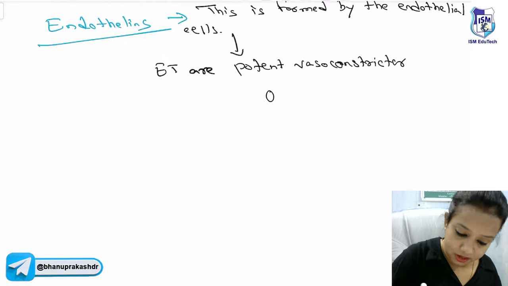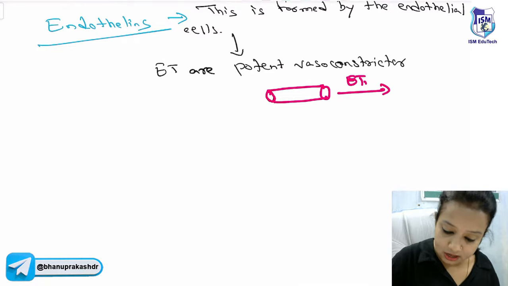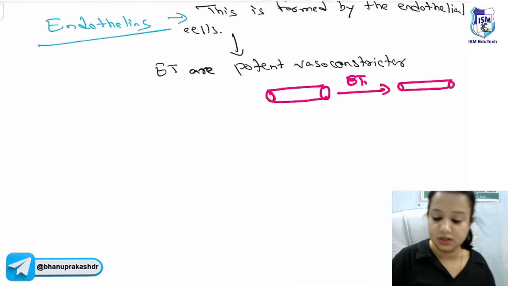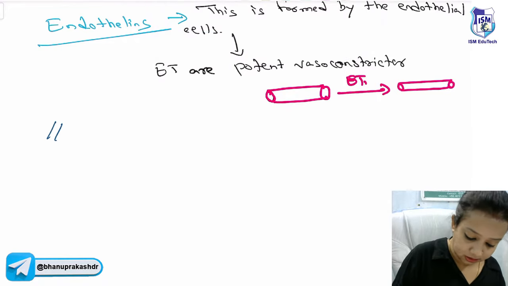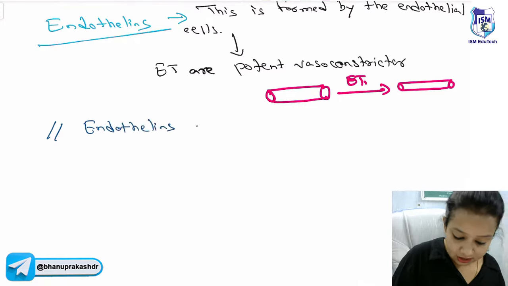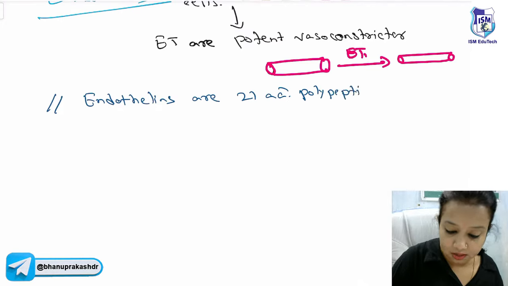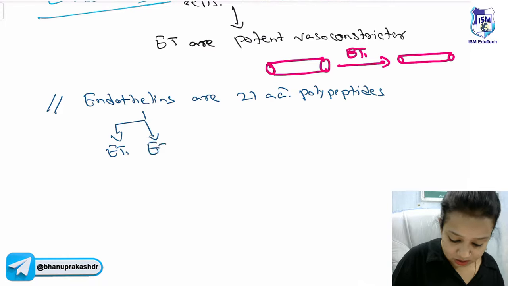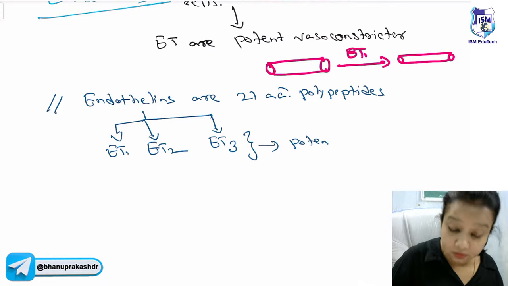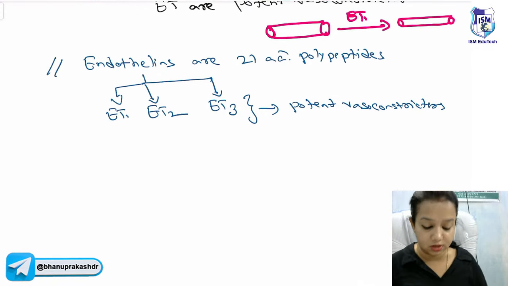They can cause constriction of the blood vessel very potently. If this is a blood vessel, then a vasoconstrictor like endothelin will immediately reduce the lumen of the blood vessel and make it narrow. Now, endothelins are 21 amino acids long. They are a polypeptide of only 21 amino acids, and they are of the subtypes endothelin 1, endothelin 2, and endothelin 3. All of them are very potent vasoconstrictors.